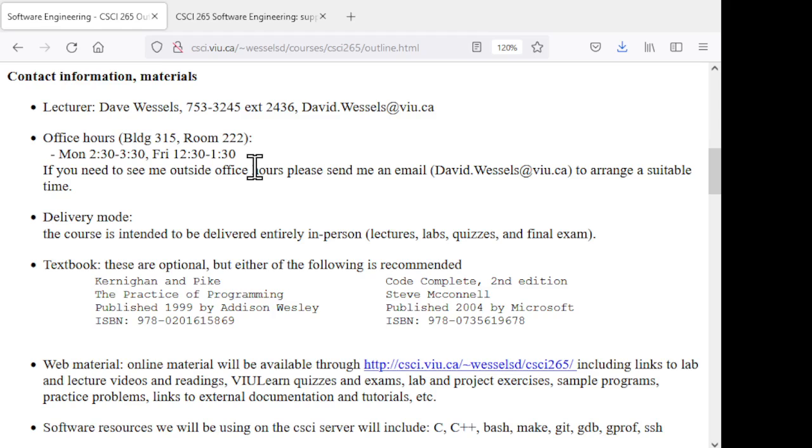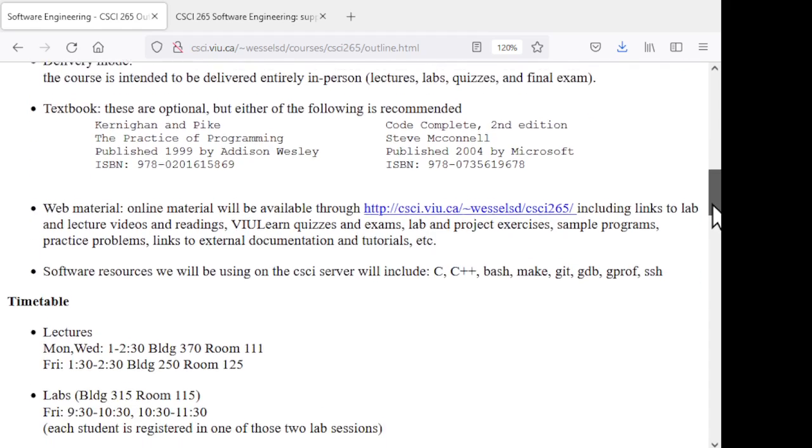Tentatively, my office hours will be Mondays from 2:30 to 3:30 and Fridays from 12:30 to 1:30. If those don't work for you, catch me before or after class or fire me an email and we'll work out something else. And if you're not terribly comfortable with in-person office hours given the circumstances, send me an email and we can work out a Zoom session. I don't mind. The delivery mode is supposed to be entirely in person. I guess we'll see how that goes as Delta in this term grinds along.